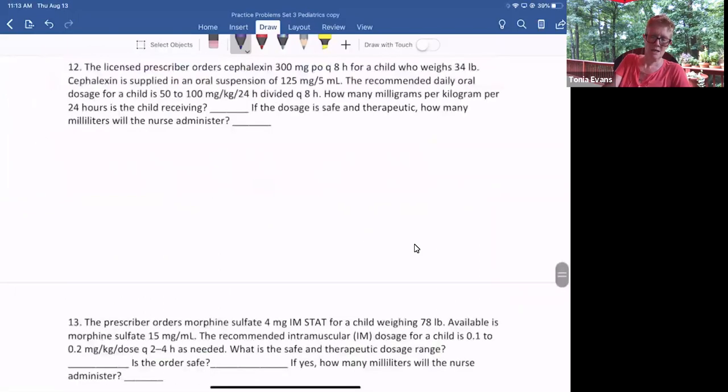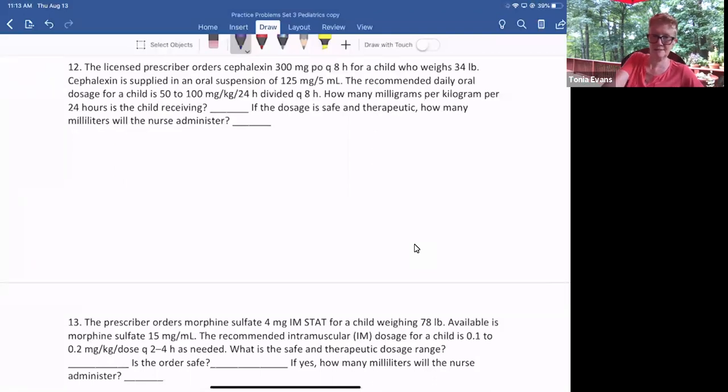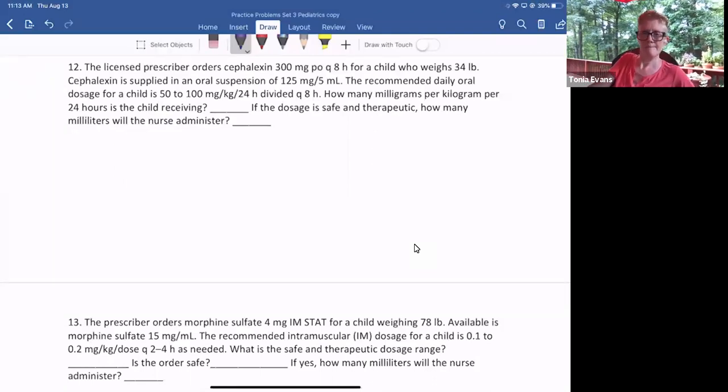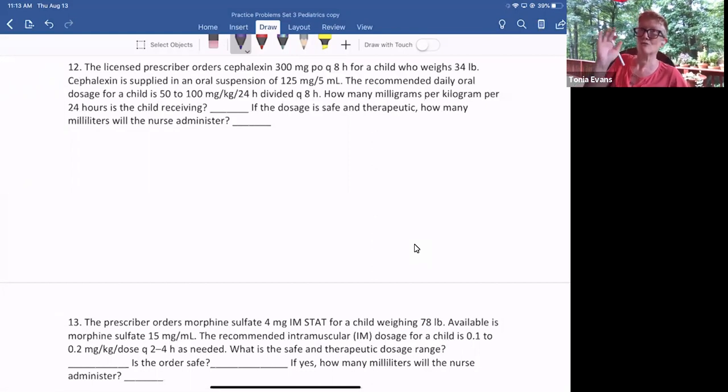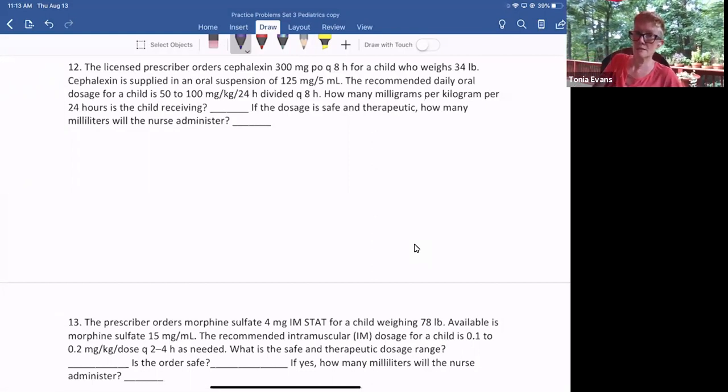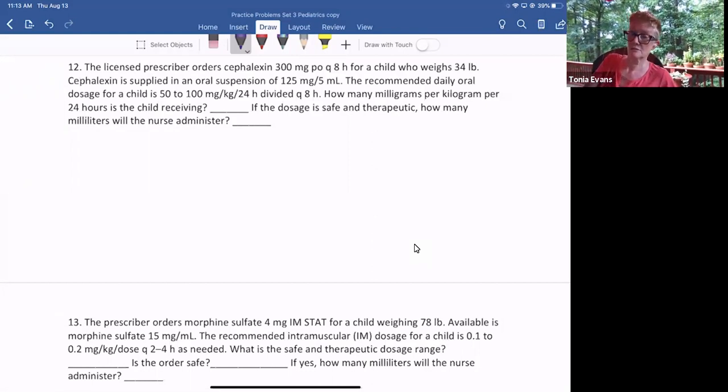So I'm gonna call my provider and say, hey, I figured out, because I took Miss Evans's class in nursing school, so I'm really good at dosage and figuring out math problems, nursing math, pharmaceutical mathematics. This is not safe.